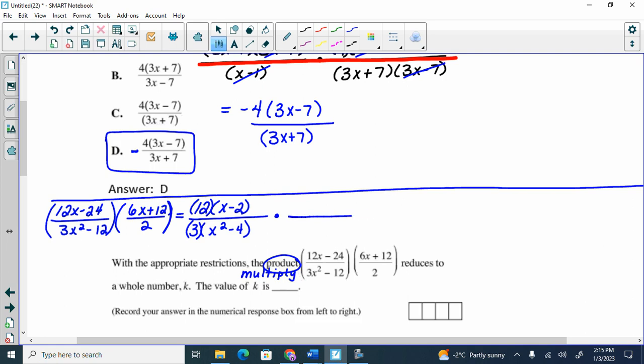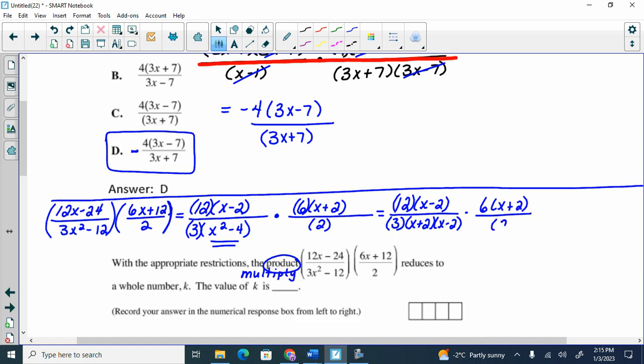Times, take 6 out, I'm left with x plus 2, and then a 2 in the denominator. I know this is the difference of squares, so I'm going to do another step. I'm going to get this equals 12 times x minus 2, all over 3 times x plus 2 times x minus 2, times 6 times x plus 2, all over 2.